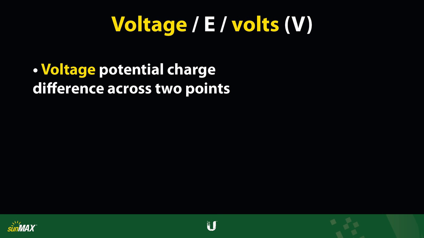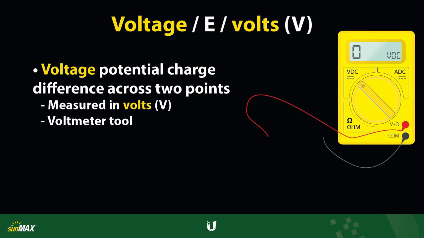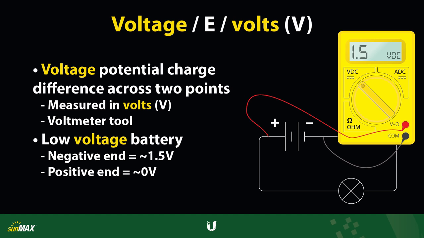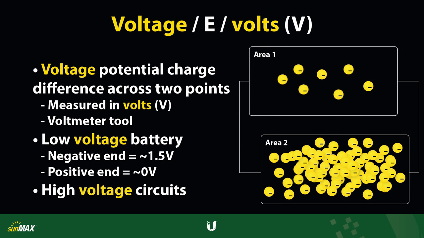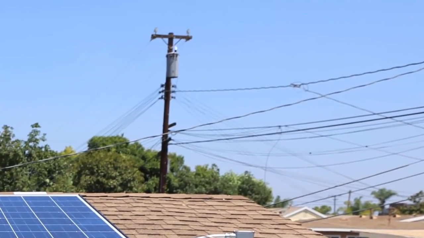Let's look first at voltage. Voltage represents the charge potential difference between 2 points and is measured in volts. Using a voltmeter tool, we can measure the voltage between 2 points in a circuit. A low voltage battery rated to 1.5 volts has 1.5 volts of potential at the negative end and 0 volts at the positive end. Higher voltage circuits can have enormous potential to move large amounts of charged particles. For example, electrical power lines typically carry over 100,000 volts between power companies and customers.